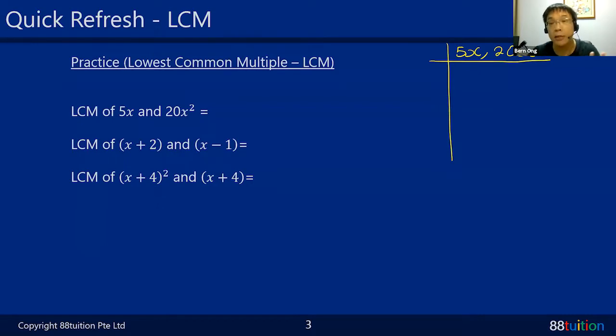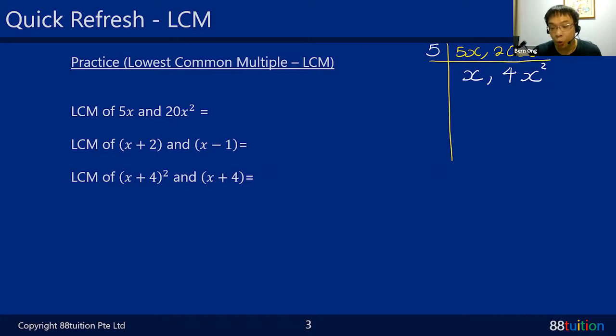So down here you have 5x and 20x squared. Again, your objective is to divide by a common number. 5 and 20 can divide by 5, so let's try to get rid of the number first. 5x divided by 5 is 1x. 20 divided by 5 is 4x squared. Can you see? My objective is always to try to get rid of the common thing first.